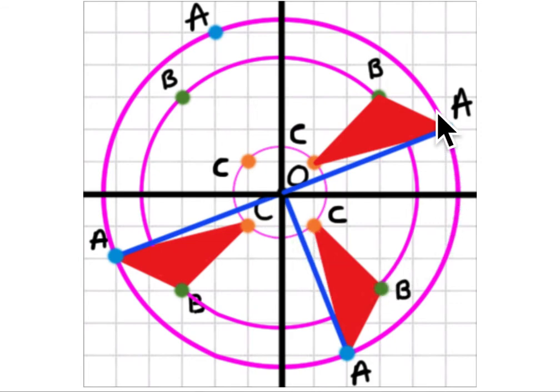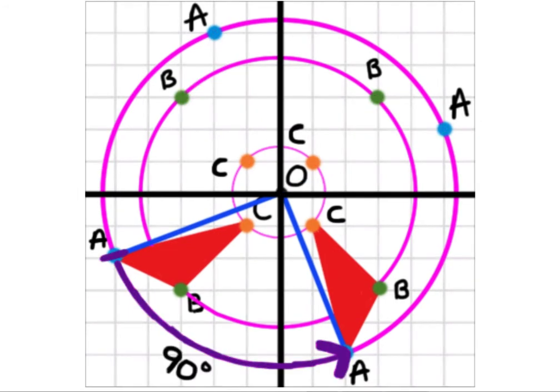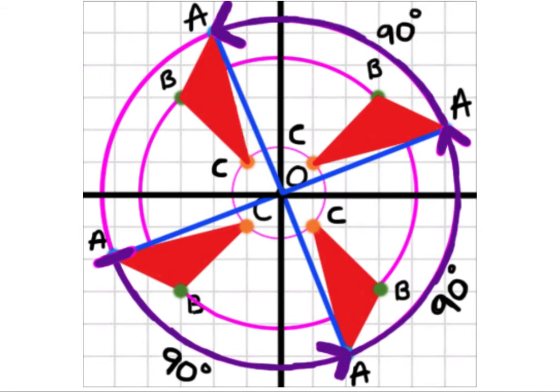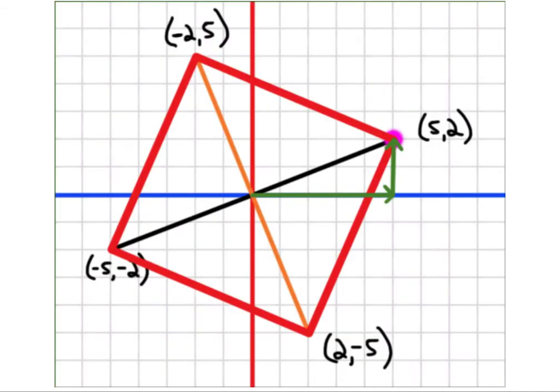Okay, so if we connect all the points and swing it around, 4 rotations gets you back to where you started. That means that each one of those rotations is 90 degrees, because 360 degrees divided by 4 is 90 degrees. So it has to be 4 90-degree rotations to get back to the beginning.